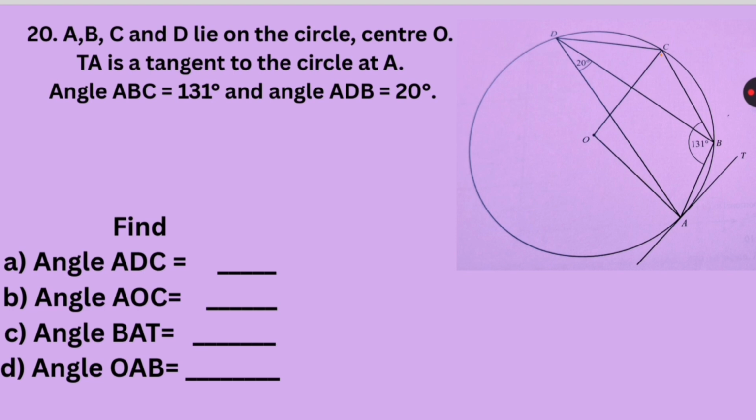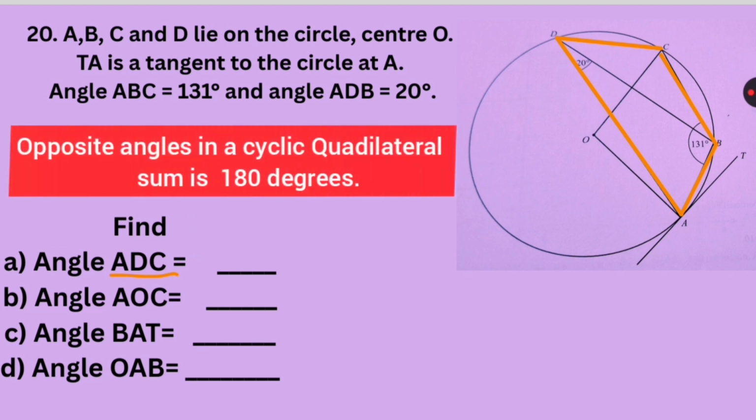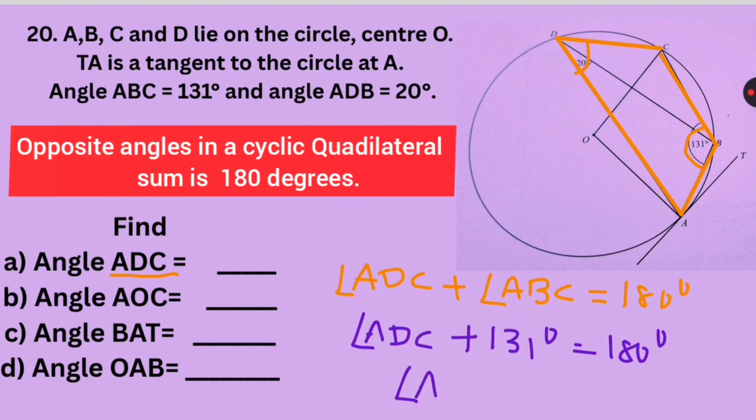So what is angle ADC? This is angle ADC. What we know is that angle ABC is 131 degrees. To find angle ADC, we need to recall a theorem: opposite angles in a cyclic quadrilateral sum to 180 degrees. Here D and B are opposite angles. According to that theorem, angle ADC plus angle ABC is 180 degrees. We know that angle ABC is 131 degrees, so angle ADC plus 131 degrees equals 180 degrees. From here we can find angle ADC.